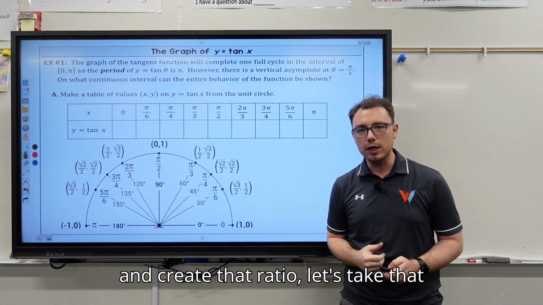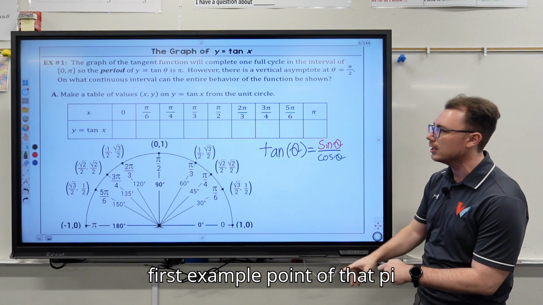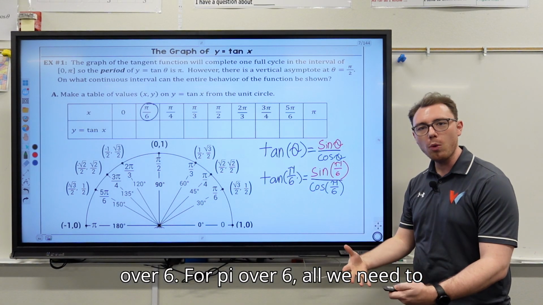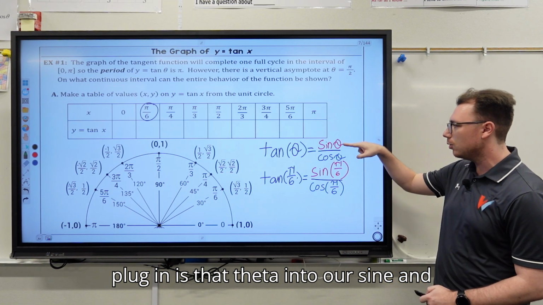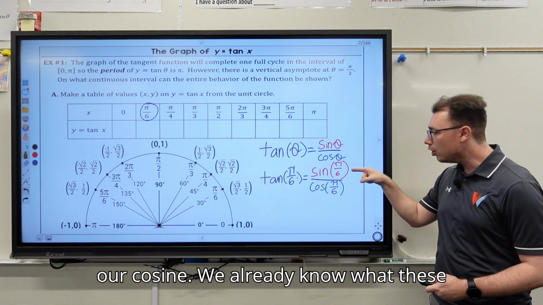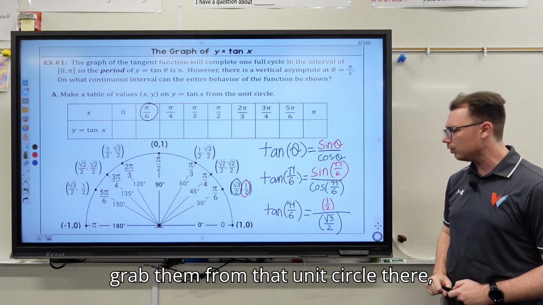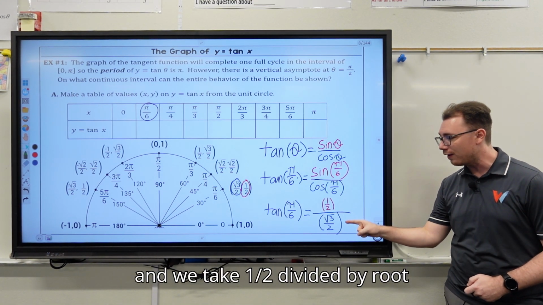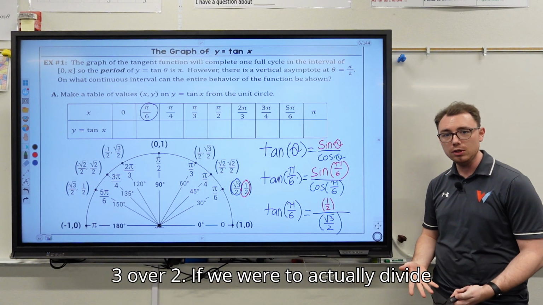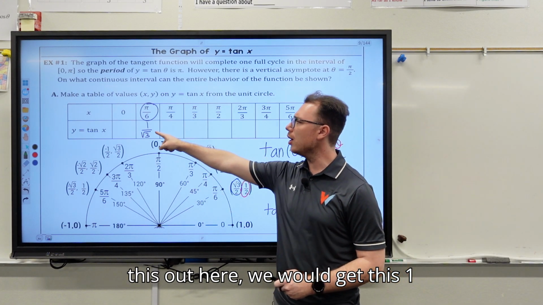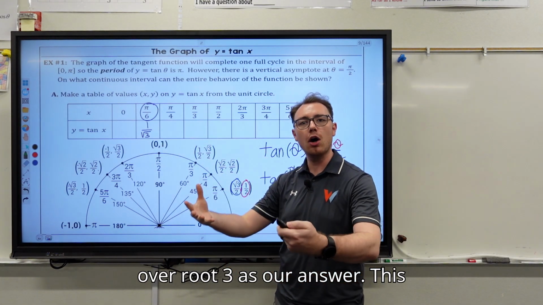To create that ratio, let's take that first example point of pi over 6. For pi over 6, all we need to plug in is that theta into our sine and our cosine. We already know what these values are on our unit circle. We simply grab them from that unit circle there, and we take 1/2 divided by root 3 over 2. If we were to actually divide this out, we would get 1 over root 3 as our answer.